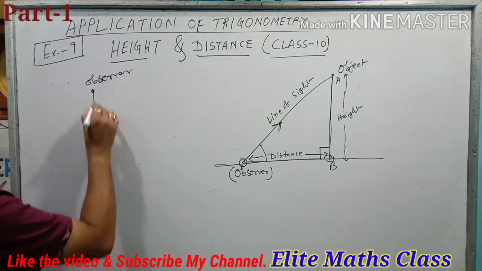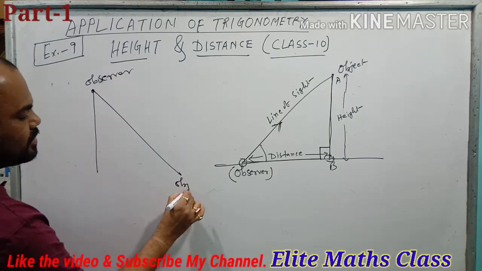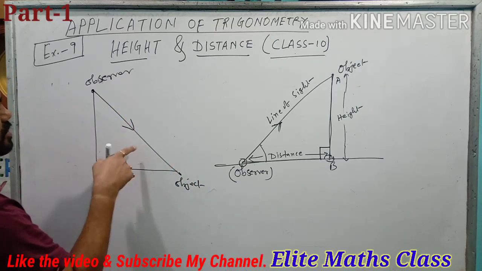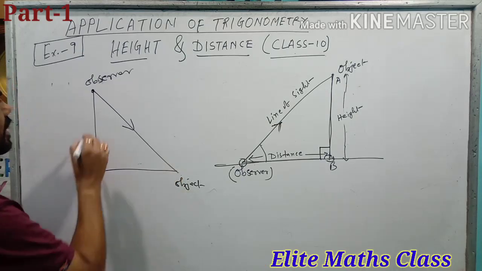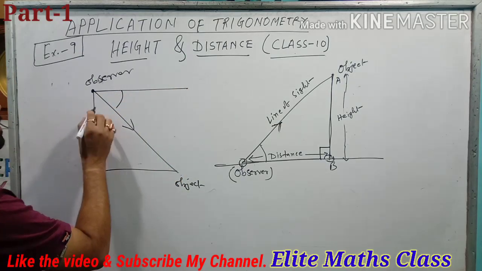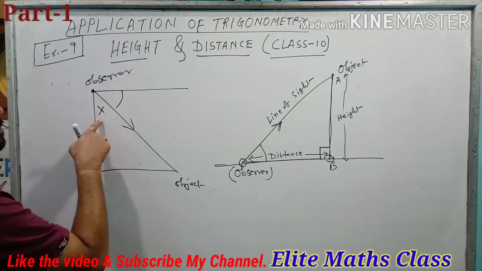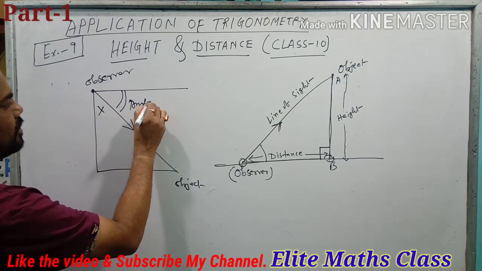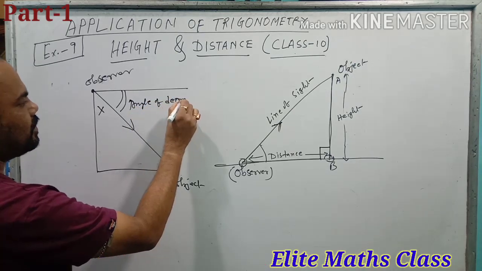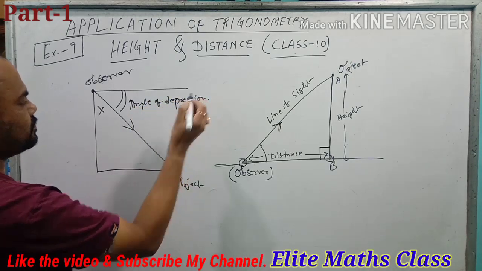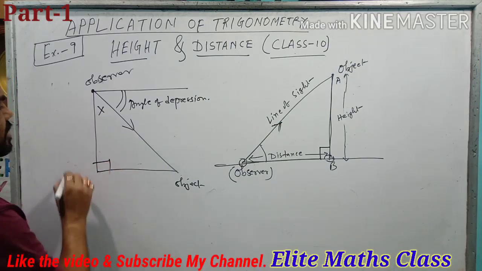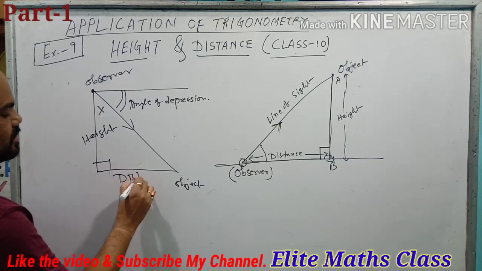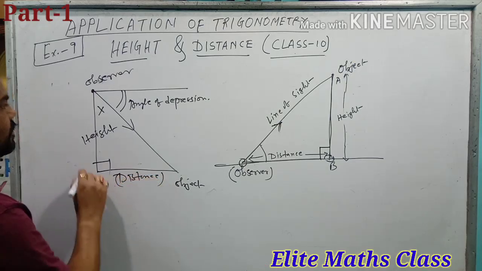The observer is here, and here is the object. So the observer must look downwards to see the object. In that case, this angle, remember this one very carefully, this is the angle of depression, and this is 90 degrees. This one is the height, this is the distance.